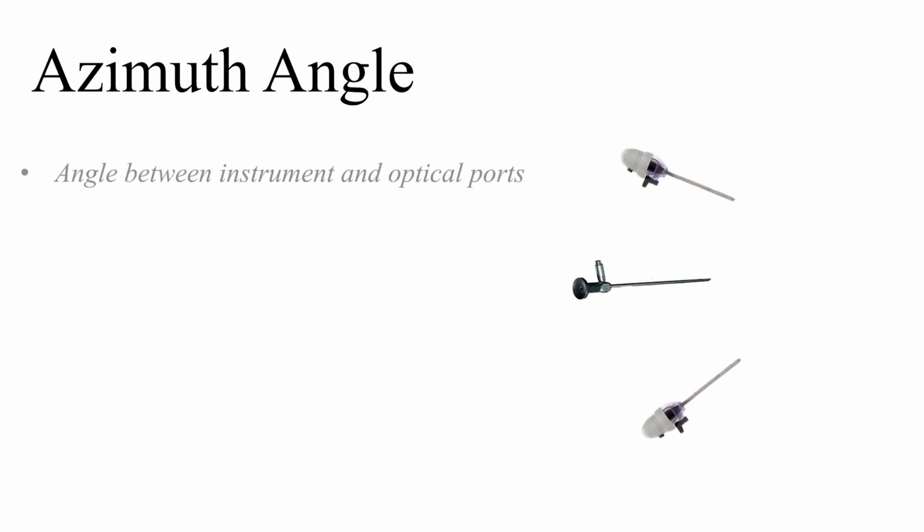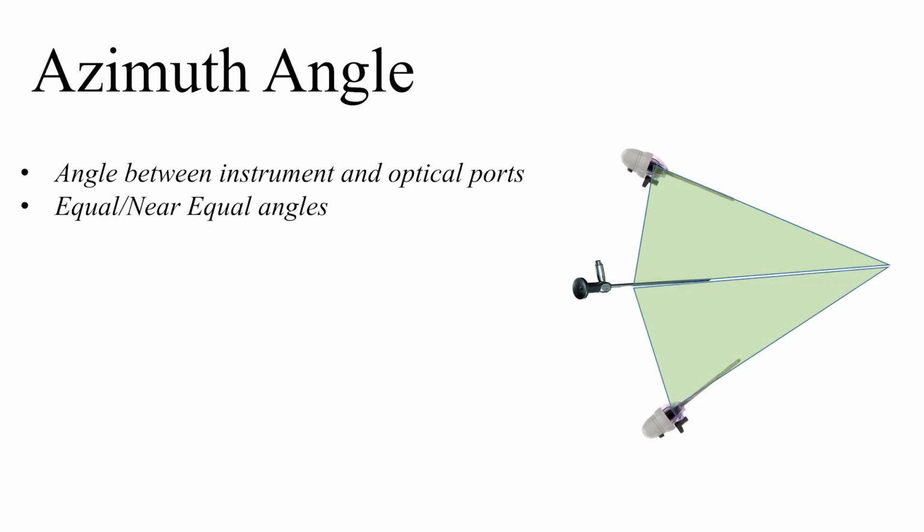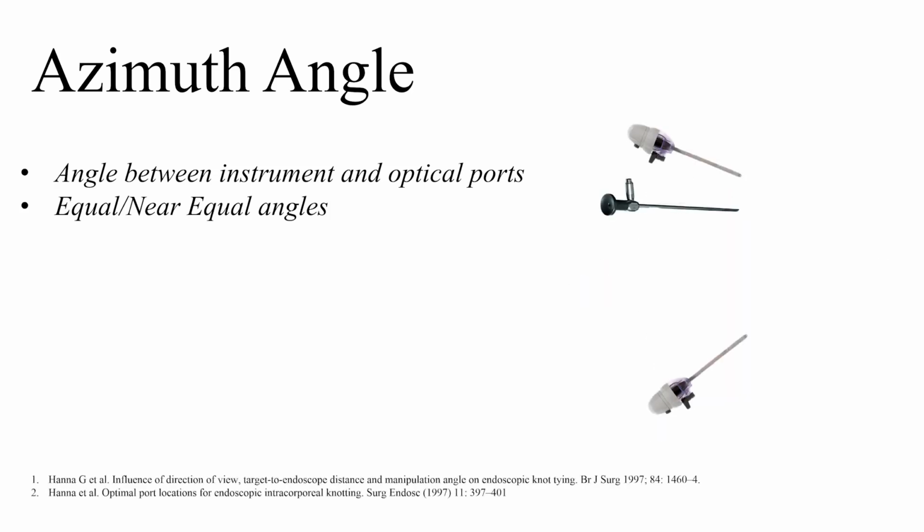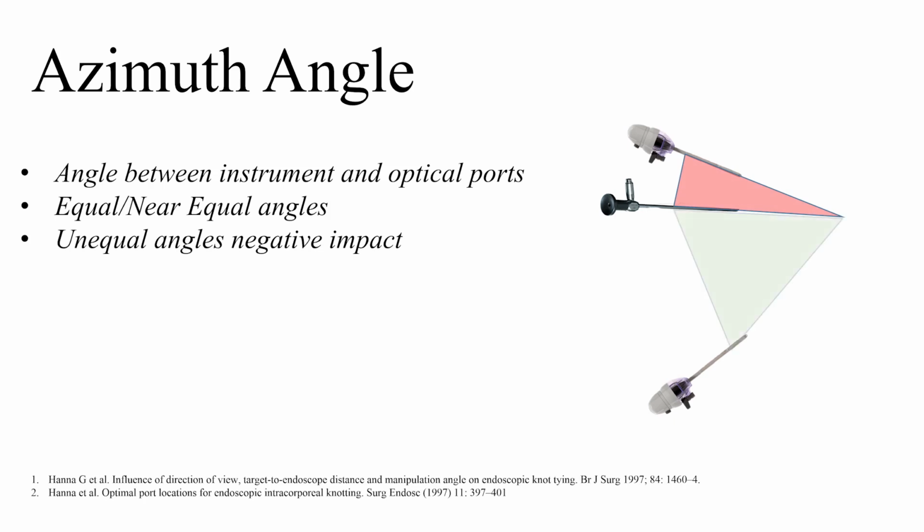Azimuth angle is the angle between an instrument port and the optical port. Again, Hanna, in his research, found that when these angles are equal or nearly equal, there was a faster execution time on the surgical task at hand, here being intracorporeal knotting. Although unequal angles had a negative impact on execution times, there was no statistically significant difference found in the quality of the knot.